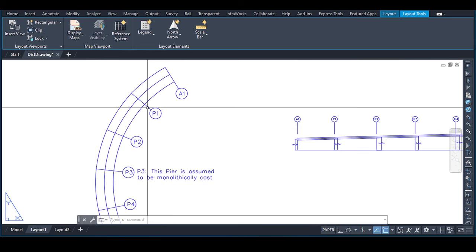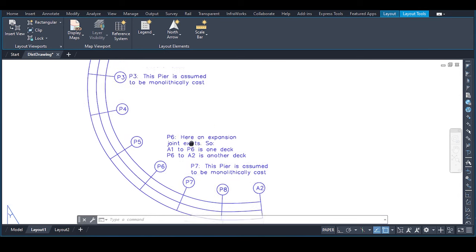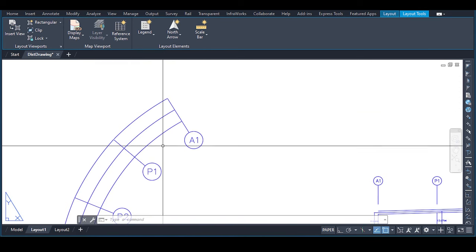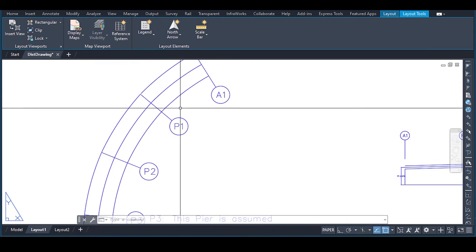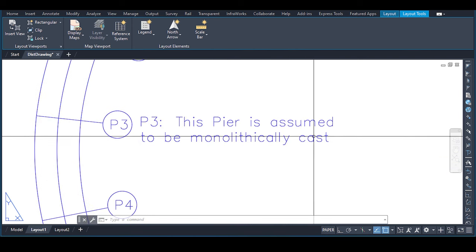Of course, the bridge is carried by piers P1, P2, P3, P4, all the way until P8. A pier is basically the columns that carry the bridge. Now, there are some things I want to mention. Pier 3 is assumed to be monolithically cast.